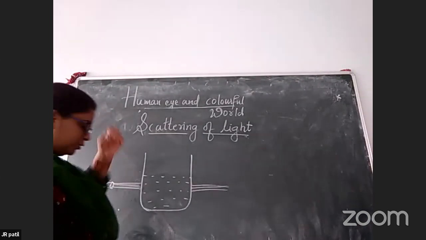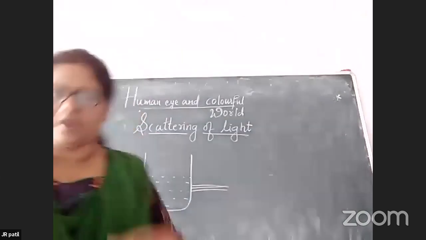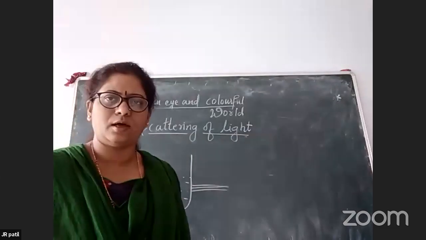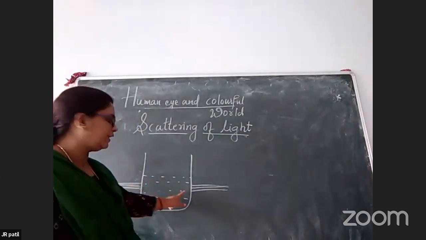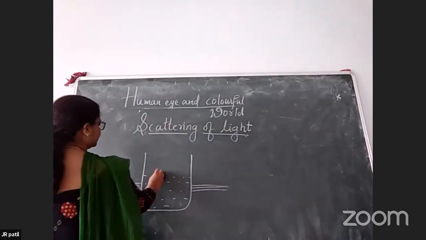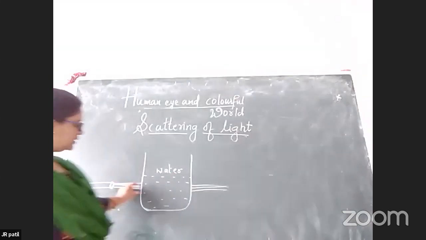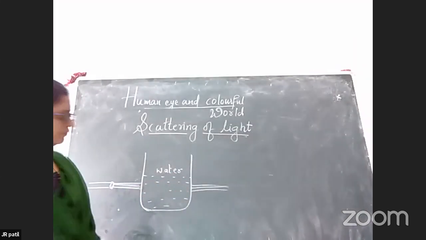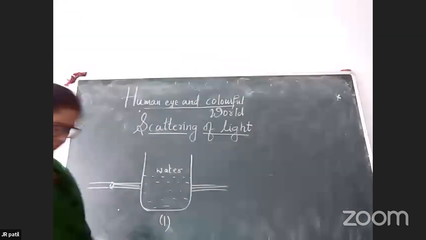Okay, we can do this experiment. You can do this experiment at home, if you have a laser light. Take a glass of water and see whether you can see the path of light. If you are taking only water in this, we cannot see the light passing through the water. But in the next case, what I will do, this was the first case.